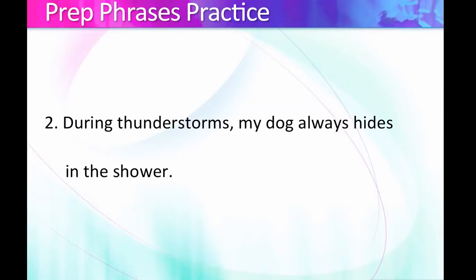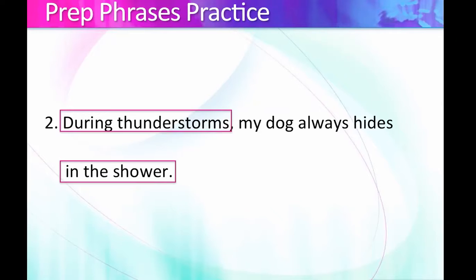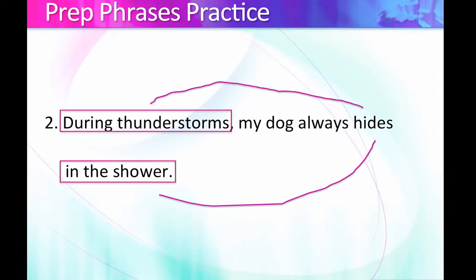Number 2, during thunderstorms, my dog always hides in the shower. During thunderstorms and in the shower are the 2 prep phrases in the sentence. During thunderstorms tells us when the dog hides, and in the shower tells us where the dog hides. Because both of these phrases modify a verb, hides, both of them are functioning as adverb phrases.